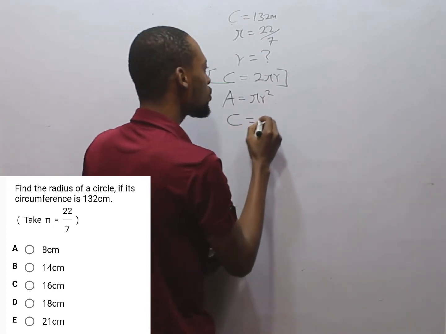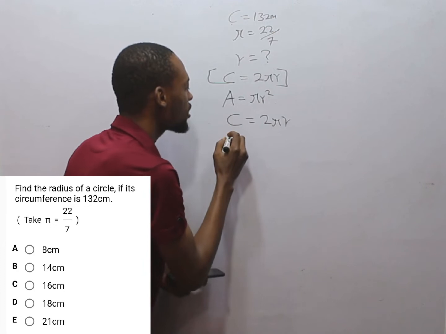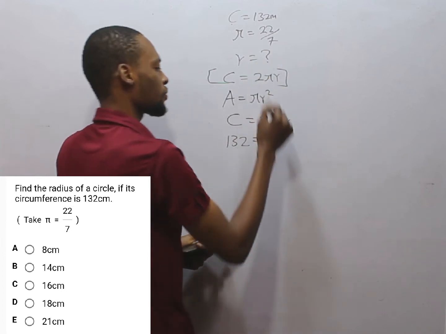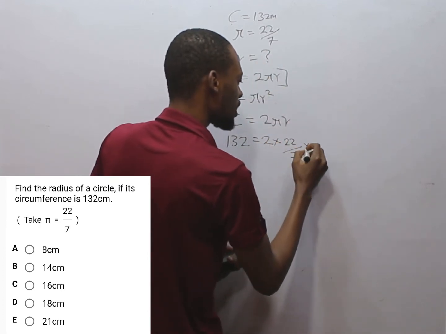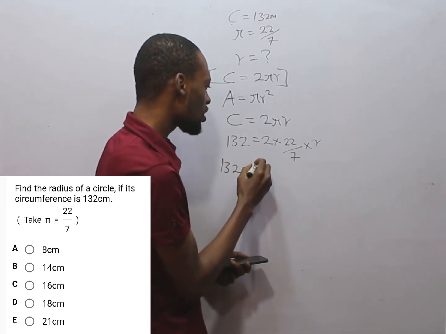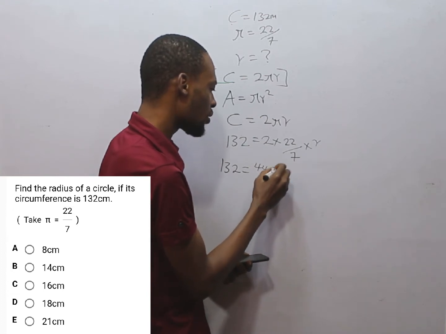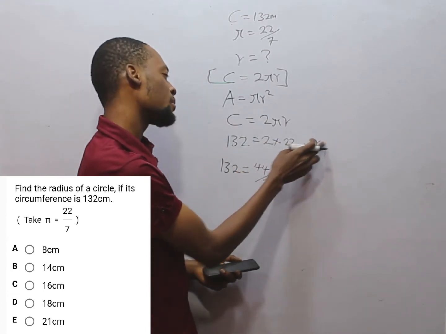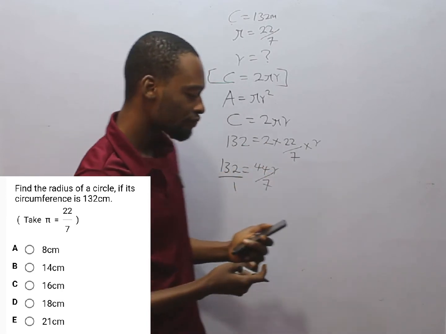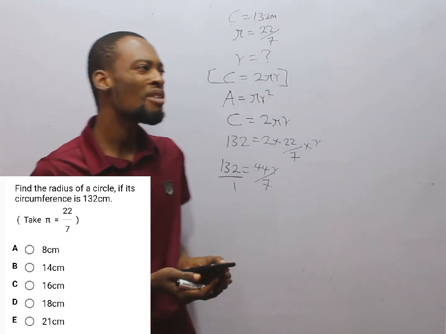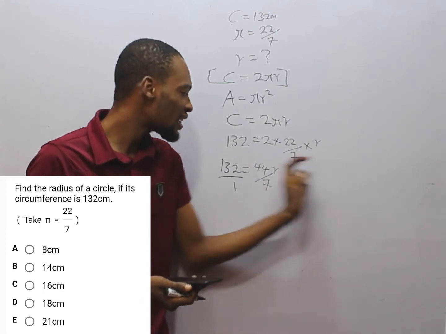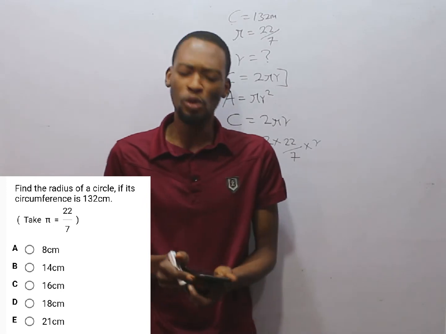So from c is equals 2 pi r, c is 132 equals 2 times pi is 22/7 times r. This is the same thing as 132 is equals 44/7 r, because 2 times 22 is 44 times r is 44r. Now this is the same thing as 132/1. Like I always say, when you are solving and you have two fractions separated by equal to sign, what comes to mind is simply to cross multiply.